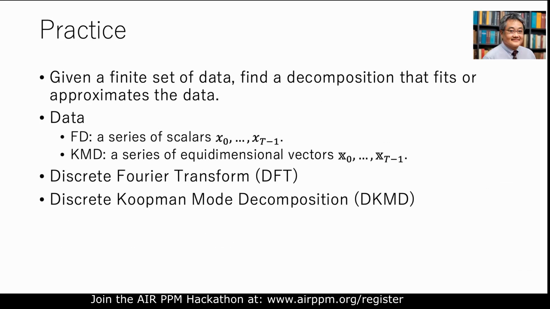When observing a function in practice, we can only access a finite set of its values. Therefore, when performing FD or KMD in real-world applications, our goal is to compute a decomposition that best fits or approximates the given values. There is a difference in how function values are treated in FD and KMD. In FD, the values are scalars, whereas in KMD, they are vectors of common dimension. However, the difference is primarily historical and not fundamental.